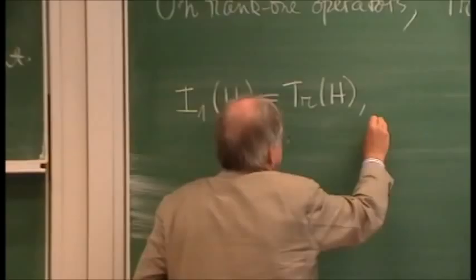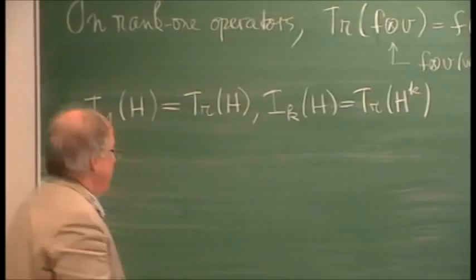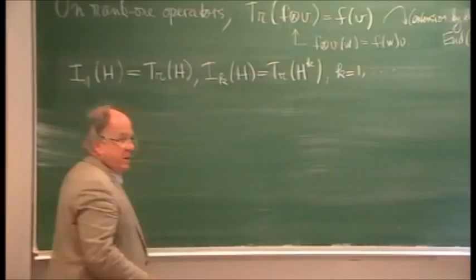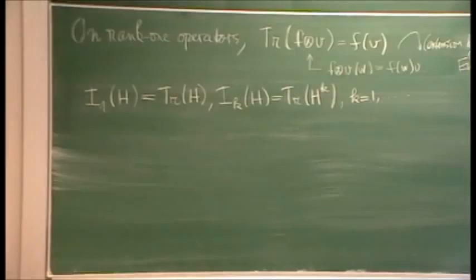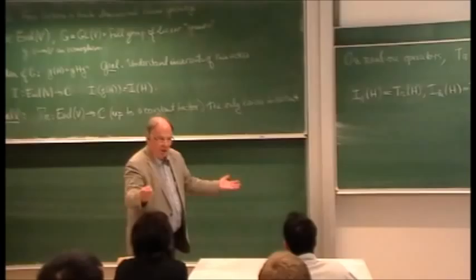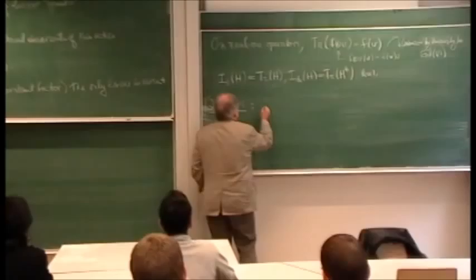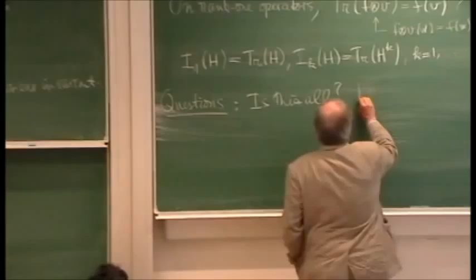And then there are many other invariants. I use the notation of H_k, which is just the trace of H to the k. So these are all invariants of conjugation. So you see infinitely many invariants on the blackboard. And if you're a person who likes to compute, you're not very happy because you don't want to have to compute infinitely many things, right? So we ask the question, so questions, is this all? In other words, are there other invariants in some sense? And another question is, do we have to use all of these?